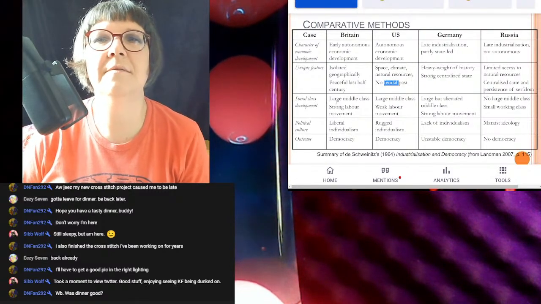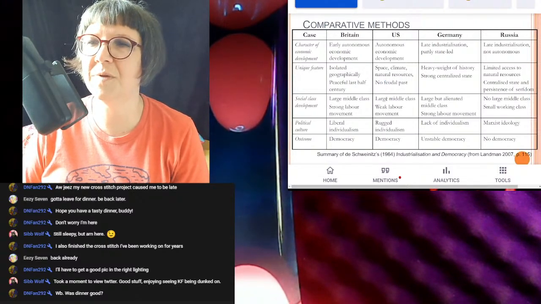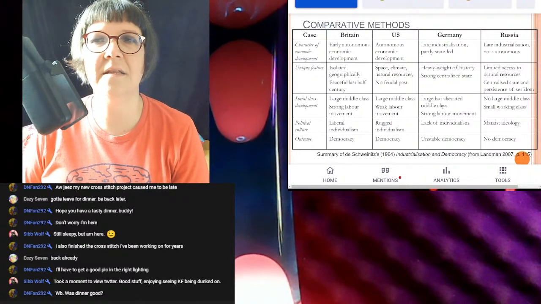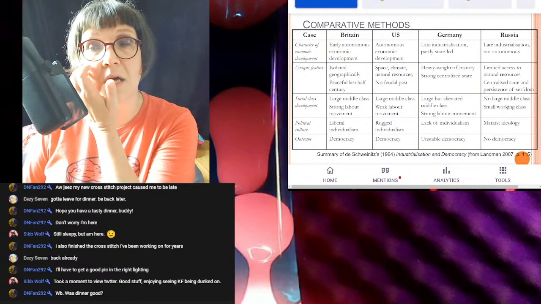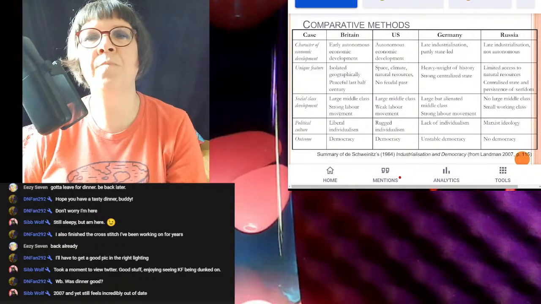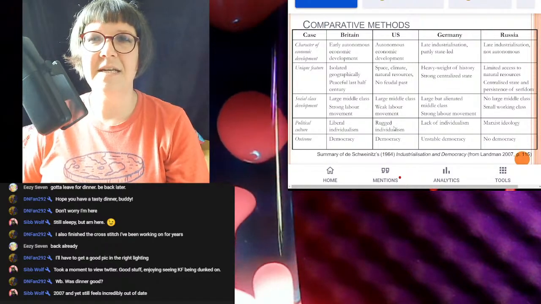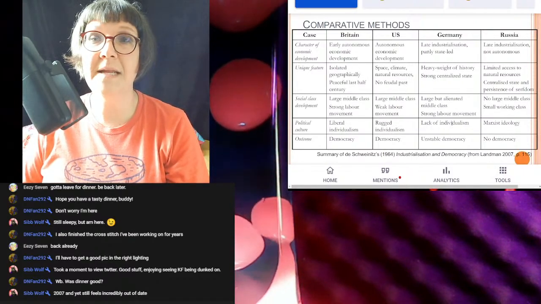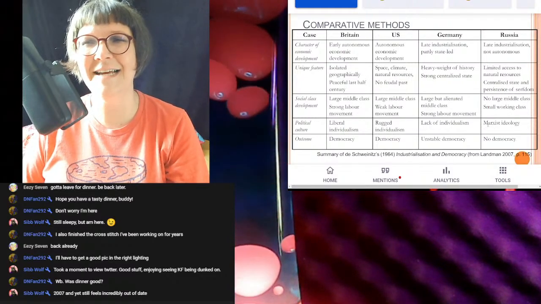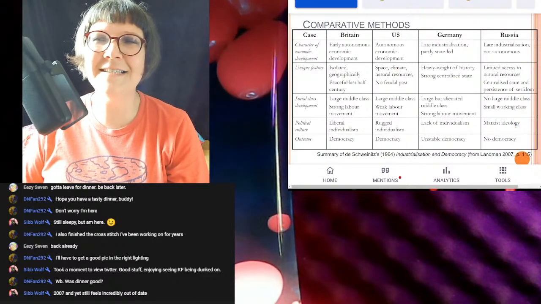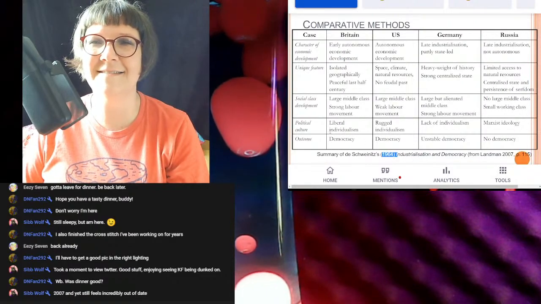Social class development. Britain has a large middle class, strong labor movement. The United States has a large middle class with a weak labor movement. Germany has a large but alienated middle class, but a strong labor movement. And Russia has no large middle class and a small working class. In terms of its political culture, Britain is characterized as liberal individualism, the United States as rugged individualism. Germany lacks individualism, again, this bias. And Russia is Marxist ideology, which, honestly, has nothing to do with individualism. These 1960s views are so terrible.